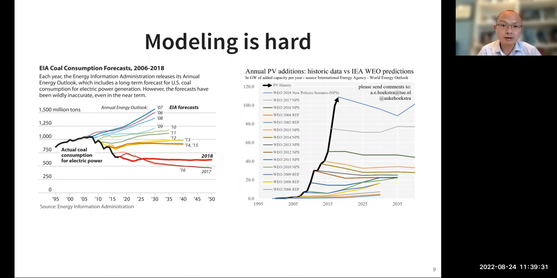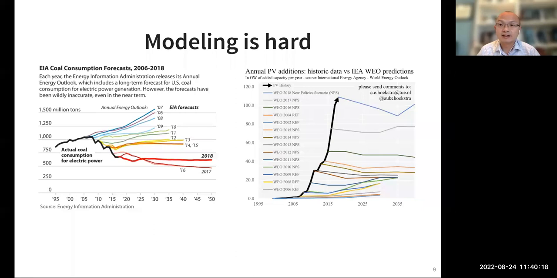Here are two examples. One is from the EIA, the Energy Information Administration of the United States. It's part of the DOE, but it is bipartisan and independent, as they declare. Each year they have their Annual Energy Outlook, where they put out their projection of future coal consumption, right? As you can see here, the actual coal consumption for electric power is decreasing due to competition from gas plants and the development of renewables.